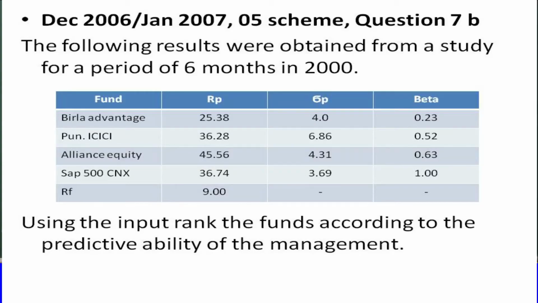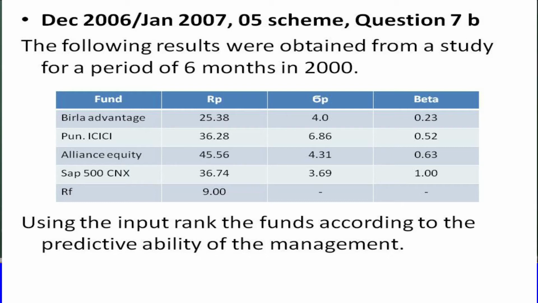The following results were obtained from a study for a period of 6 months in 2000. Fund, RP, standard deviation P and beta are given. The RP of Birla Advantage is 25.38, Prudential ICICI is 36.28, Alliance Equity is 45.56, and S&P 500 CNX is 36.74. RF is 9. Standard deviation of Birla Advantage is 4, Prudential ICICI is 6.86, Alliance Equity is 4.31, and S&P 500 CNX is 3.69.